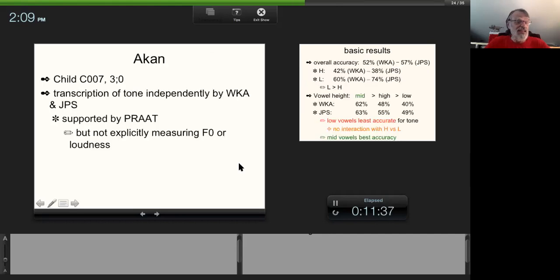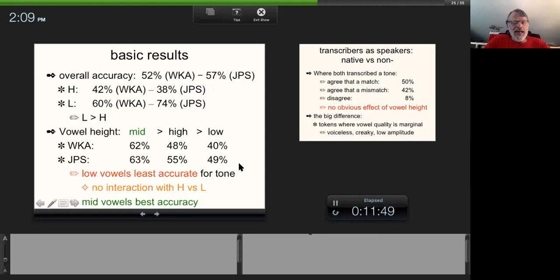The Akan child is just a few days older than 3-0, transcribed independently by Wendy Amoako, who's a native speaker, and by myself, a non-speaker. Our results are very comparable. Basically, accuracy was just over 50% in this case, so reasonably low, but accuracy was highest on low tones and lower on high tones. And when we broke it down by vowel height, we found that accuracy on the tone was highest for mid vowels, lowest for low vowels.